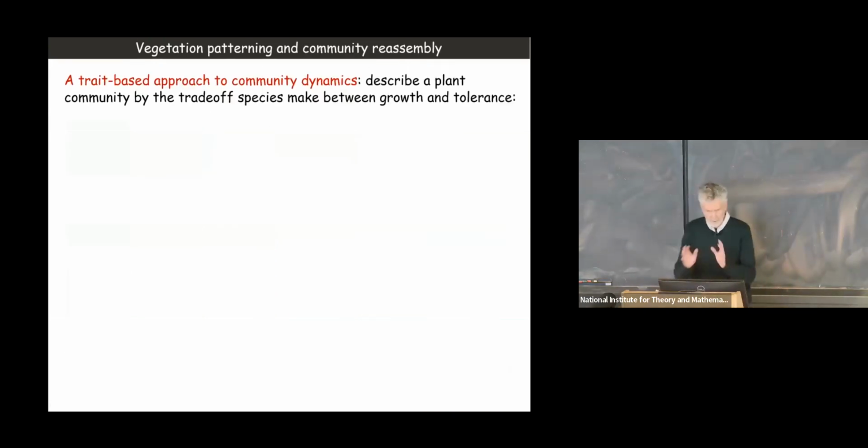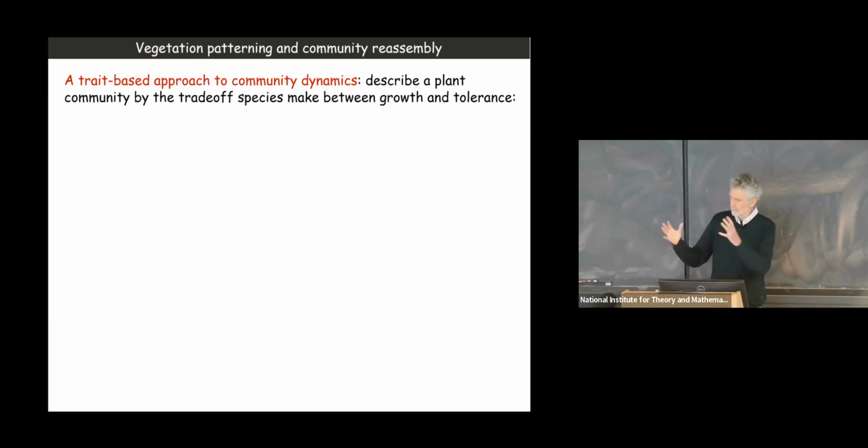This is the last topic that I want to address, vegetation patterning and community reassembly. So now, when we discuss phenotypic changes, we consider a given species. It's one genotype that gives rise to different phenotypes. Now we are considering a community of different plant species, different genotypes, and we want to study its coupling to vegetation patterning.